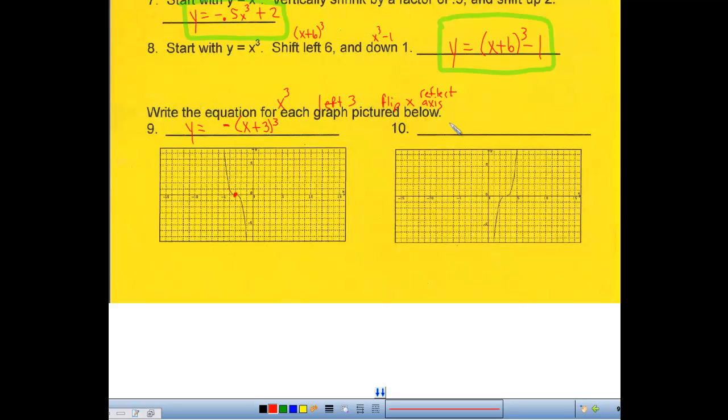And number 10, y equals, this is moving to the right 1, 2, this is moving to the right 3, so that's x minus 3 cubed. There is no movement up or down, and it's not flipping or reflecting. So that's it.